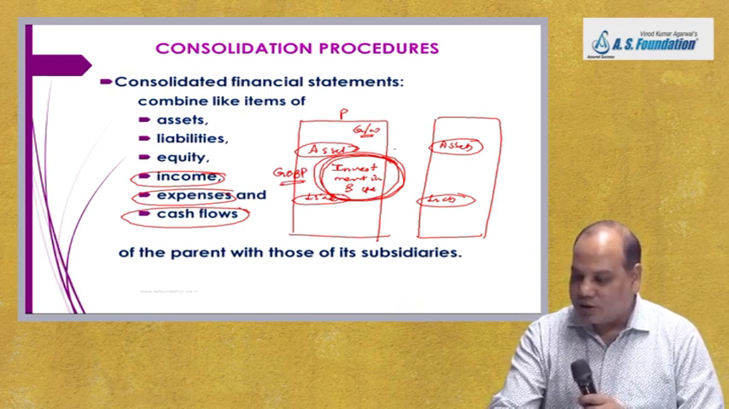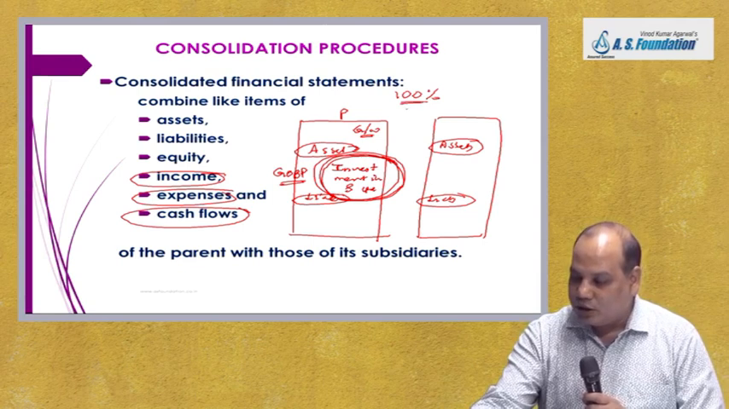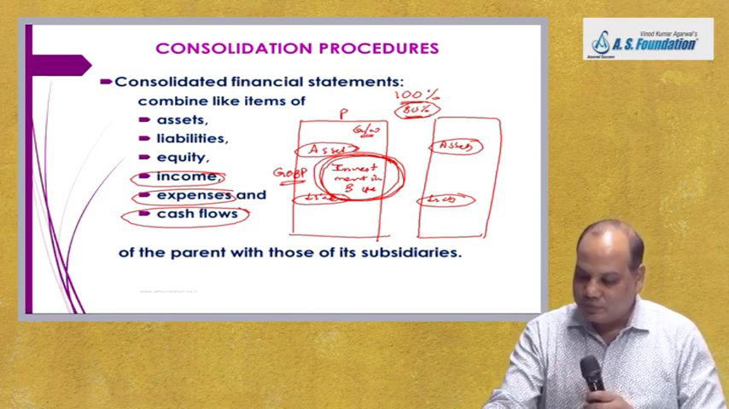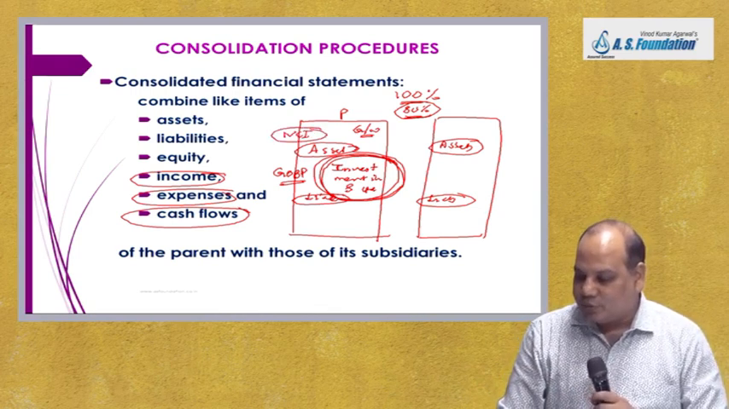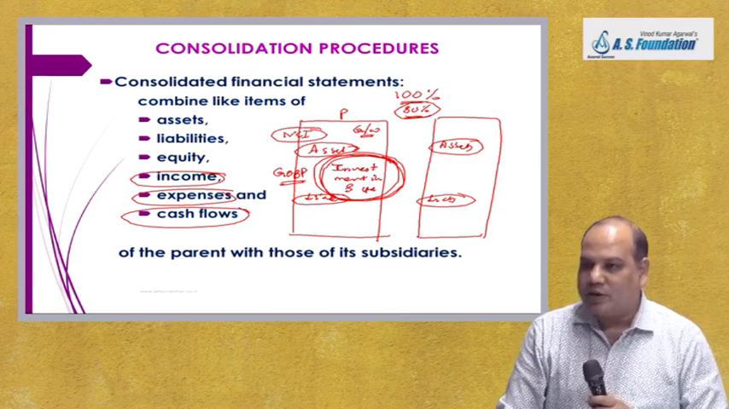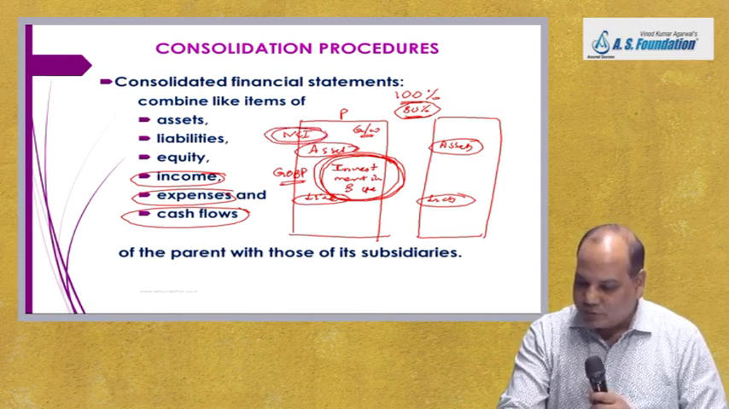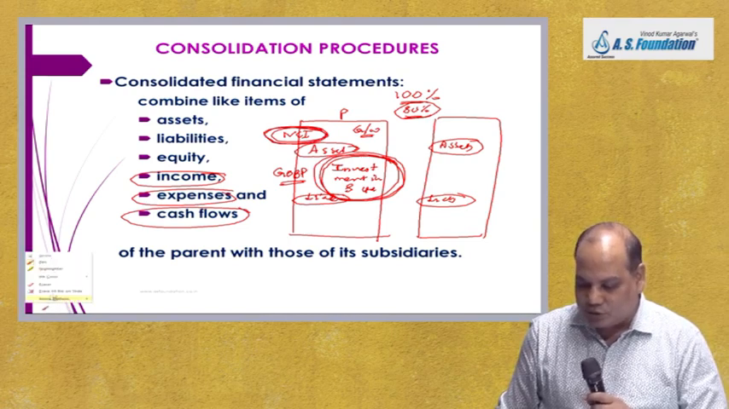In case you are holding less than 100%, since we are going to consolidate 100% of the assets and liabilities, if you are holding, let us say, 80%, then 20% belongs to others. But we are taking over 100% of the net assets. So that 20% value of the net assets of the subsidiary will be presented under a heading called non-controlling interest, indicating the value of outside parties in the net assets of the subsidiary. So this is a basic discussion of consolidation procedure.